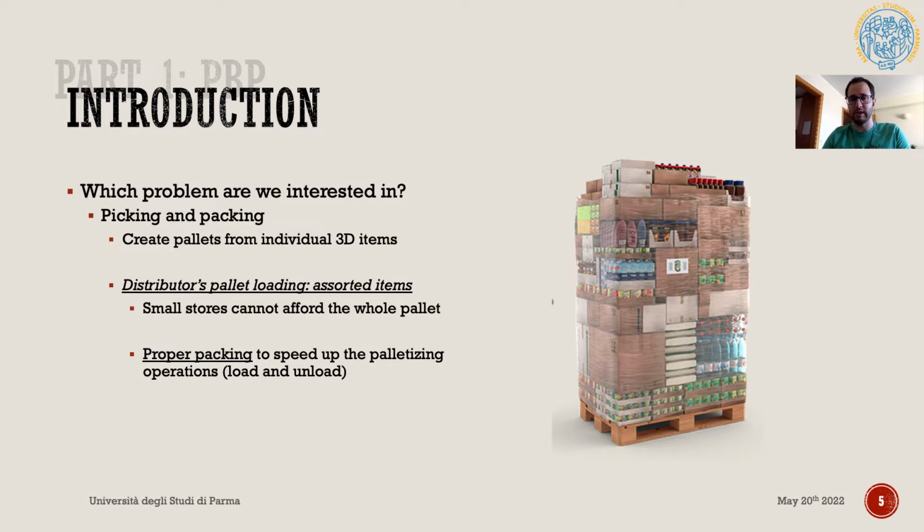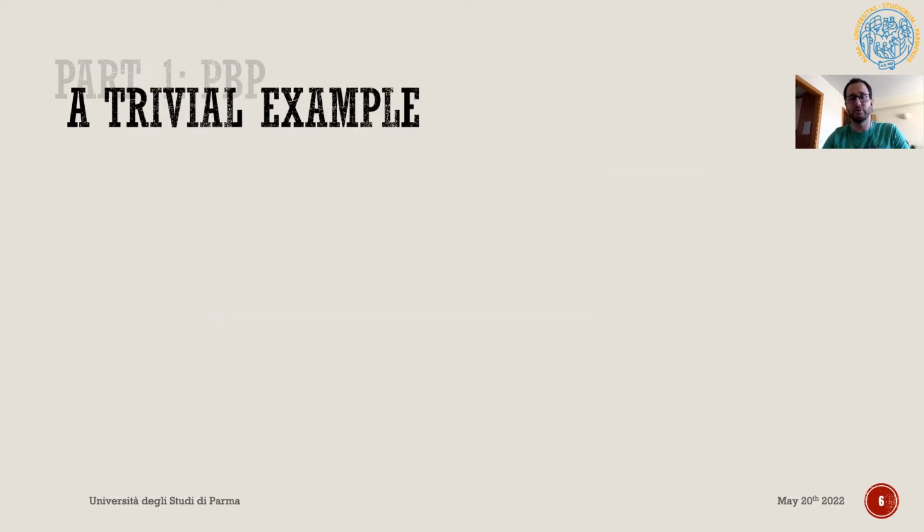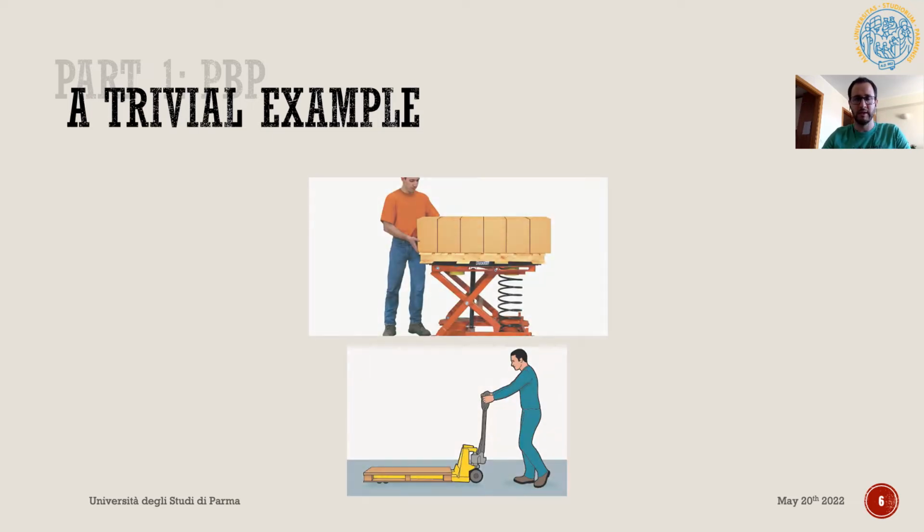But why do you need a proper arrangement of items? Let me give you an example to explain this situation. This man must unload a simple pallet as soon as possible. And he must transport similar items to different places. So he should use this machine to transport items.